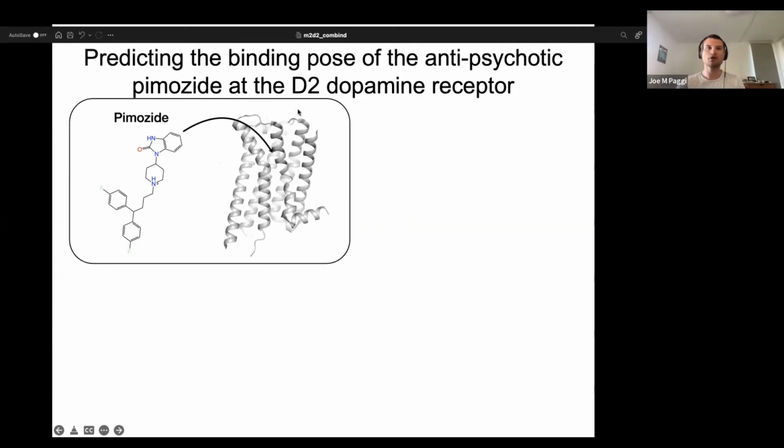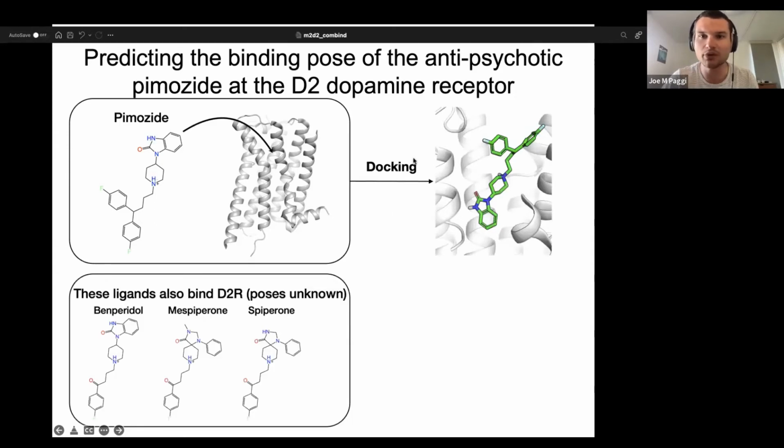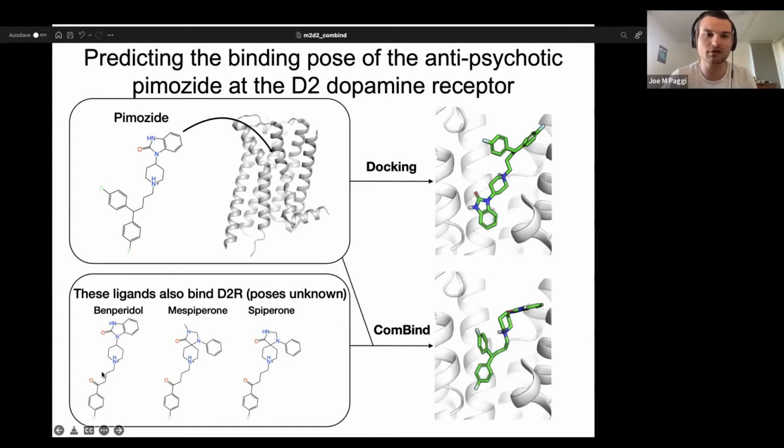Just quickly, we used our method to make some prospective predictions for the binding poses of some antipsychotics at the D2 dopamine receptor. I think this example is illustrative of some ways the method can work, so I wanted to share it. Interestingly, when we run docking, we get this pose for pimozide. And if we inform the prediction using some other ligands that share a common scaffold, we get, more or less, an exactly flipped pose.